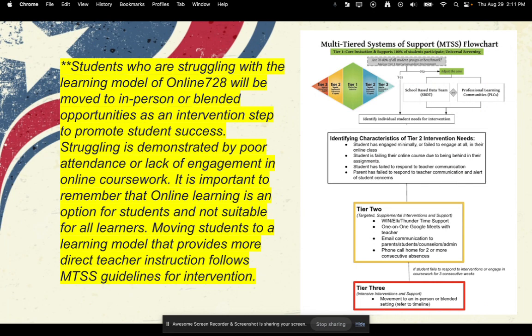All right, here's one of the things that I am mandated to tell you about. This is just our intervention of what happens when you're not doing your work. And then if you still aren't doing your work, even after I intervene, then that's where you will be moved to an in-person class. So students who are struggling with the learning model of online 728 will be moved to an in-person or blended opportunities as an intervention step to promote student success. Struggling is demonstrated by poor attendance or lack of engagement in online coursework. It is important to remember that online learning is an option for students and not suitable for all learners. Moving students to a learning model that provides more direct teacher instructions follows the MTSS guideline for intervention.